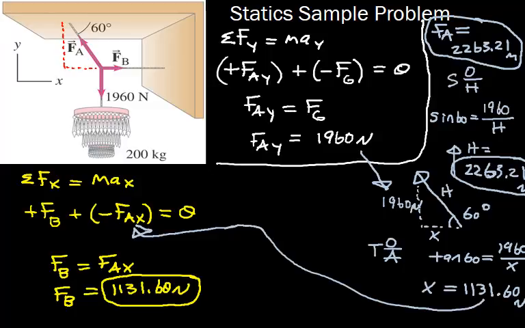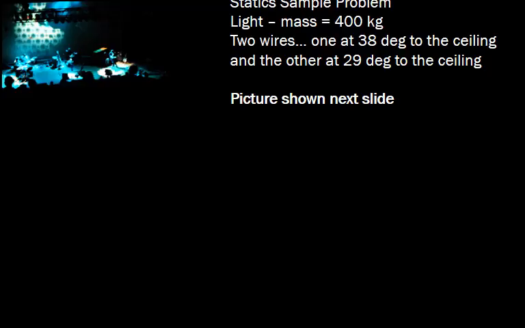All right, so FA should come out as 2,263 newtons, and FB should come out as 1,131 newtons. All right, how about for this one?